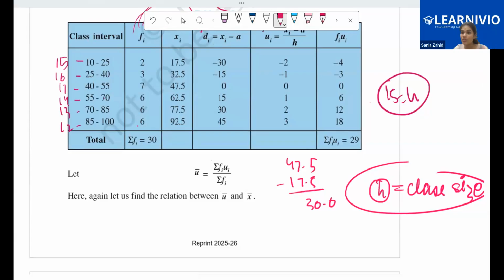Now how do you calculate this u value? Because now you don't have a fixed h. We discussed one method in the last class, that we take a common factor for all the deviations. Now you don't have to calculate h by looking at these values. What you will do is look at all the deviations. So my deviations are 30, 15, 15, 30 and 45. Are they all divisible by a single number?